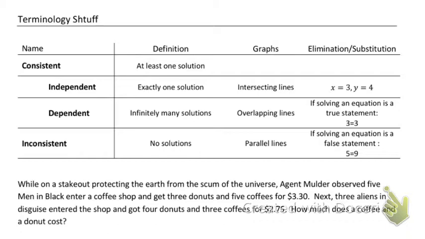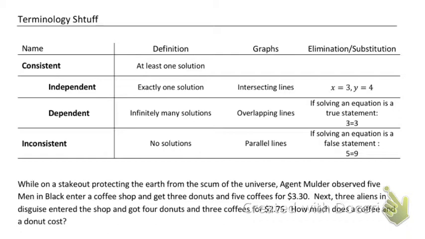Those are the examples we did in class. When graphing, you're going to see intersecting lines, just like we saw in the first 2 examples we did in class. When you're using elimination or substitution, you're going to end up with x equals a number and y equals a number. Then you'll know that you have independent. So graphing, you just see 2 lines intersect. For elimination or substitution, you have an actual answer.